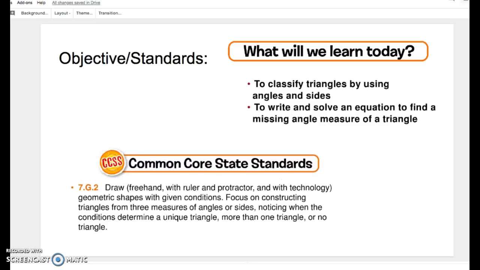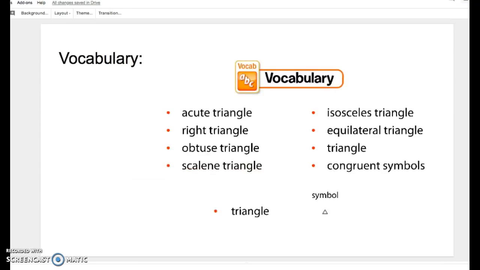Okay, so now you can officially head your notes. When you head your notes, this is 7.3. You are classifying triangles using angles and sides. And then again, you're going to write and solve equations to find missing angle measurements for a triangle. So the vocabulary you have today are all of these vocabulary words. I wouldn't worry about writing them down quite yet because we'll get to them.